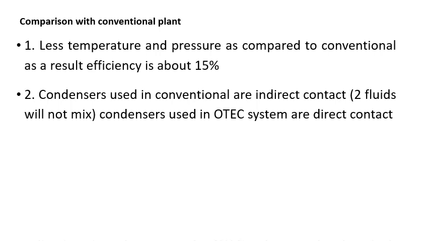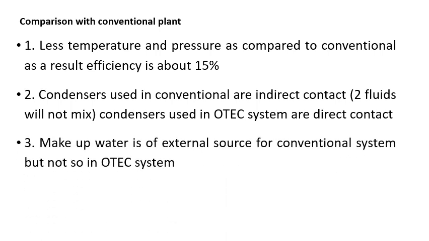The deaerator is a heat exchanger with direct contact, where the steam and water come in contact with each other. But in indirect contact, the two fluids will not mix with each other, like a shell and tube, where one fluid is moving in the tube and the other fluid is surrounding the tube. So this type of condenser used in the ATAC system is a direct contact, where two fluids are mixing. The makeup water is from an external source in the conventional system, but not in the ATAC system.